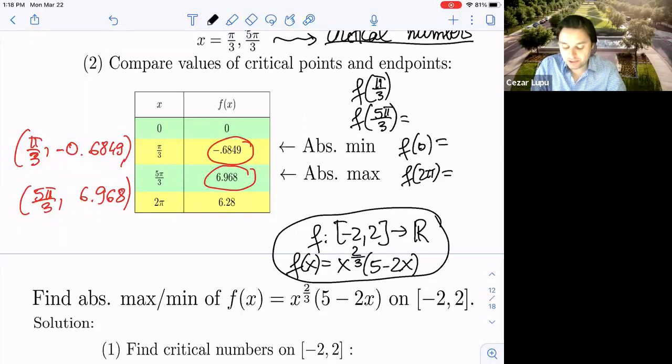All right, so let's see. We need to compute the derivative. So what's the derivative of f?